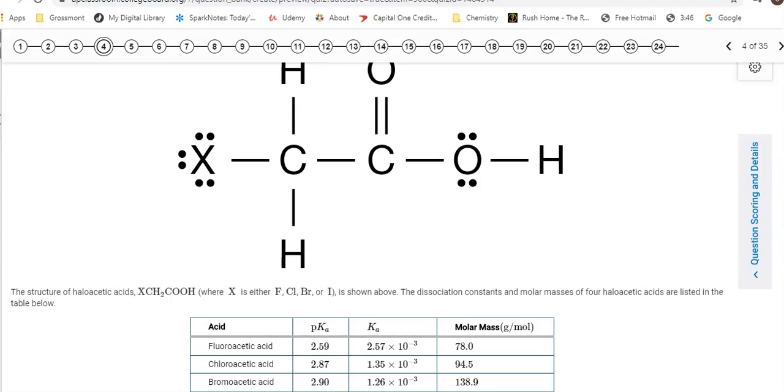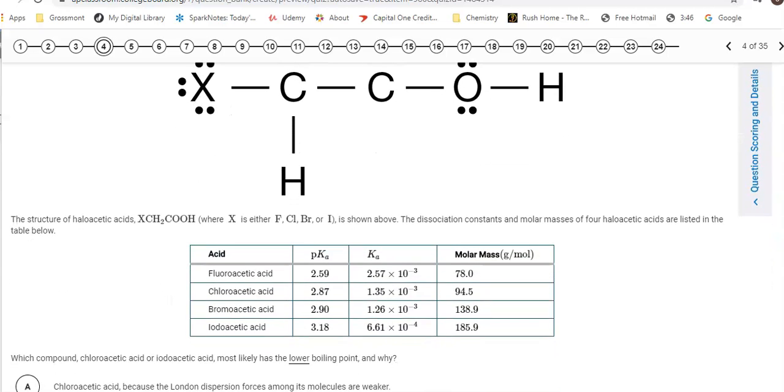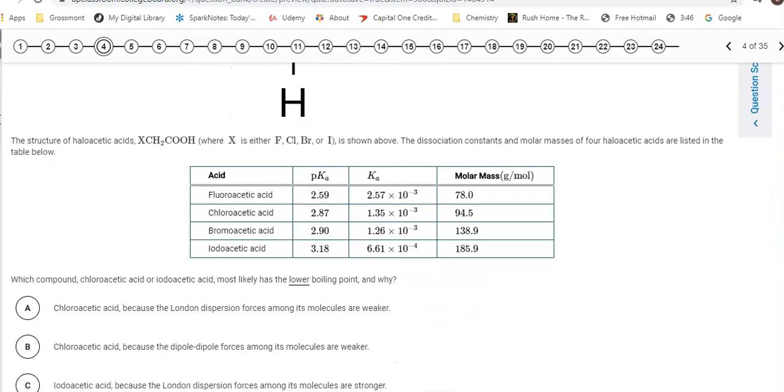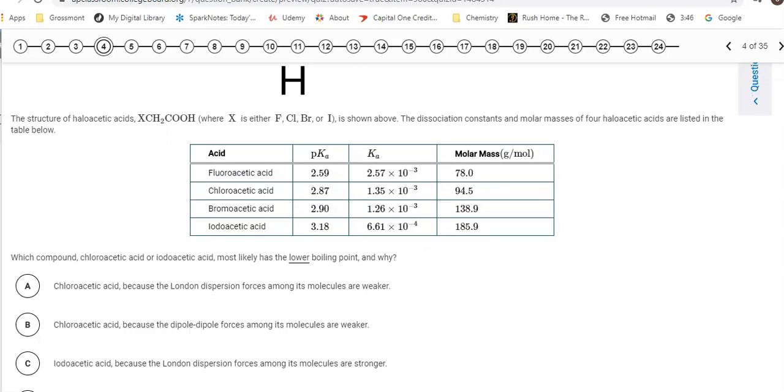The dissociation constants, which is how much a molecule wants to dissolve, and molar masses of 4 haloacetic acids are listed down below. The question is which compound, chloroacetic or iodoacetic acid, most likely has a lower boiling point.